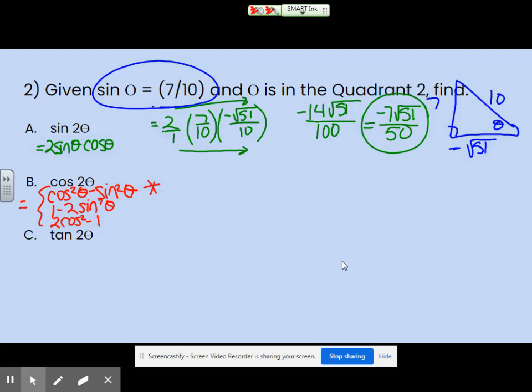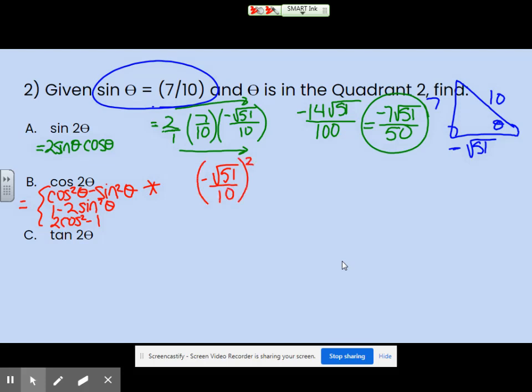So in our first double angle identity, cosine squared minus sine squared, my first step is to utilize that triangle I made. And remember that we said, okay, cosine is adjacent over hypotenuse, so that's negative radical 51 over 10.